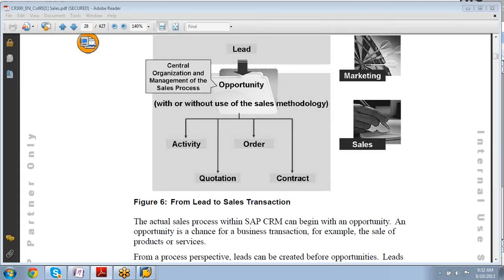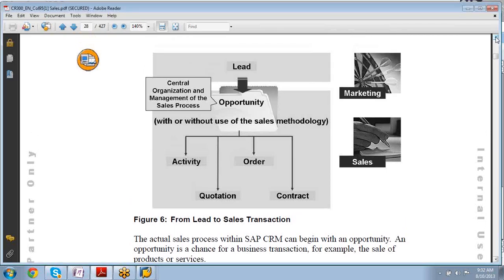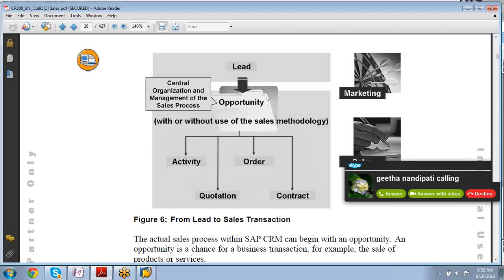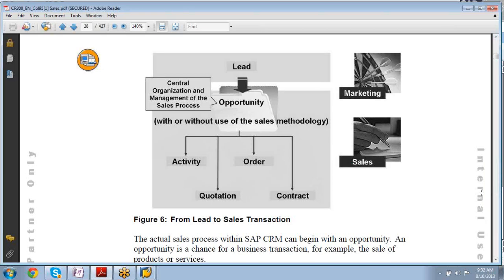So coming to your marketing and sales integration, this is one of the very important things we have to discuss: central organization and management of sales process. What do you mean by central organization? In SAP, the central organization is your sales organization.